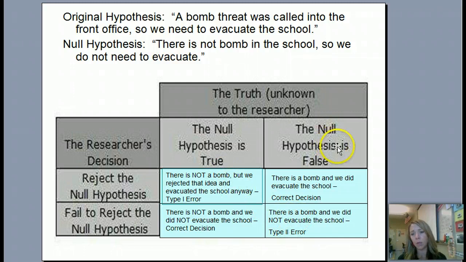We're just looking at whether the null was true or false, and whether or not we rejected or failed to reject that. Bring this to class tomorrow. We're going to look at other examples, and hopefully this will make a little bit more sense when we apply it a little bit more.